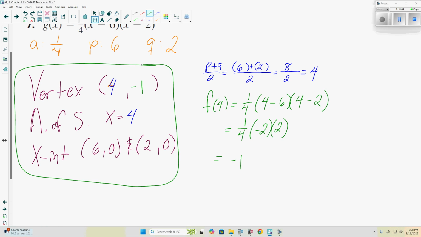So, the worksheet: 1 through 4, find the vertex and axis of symmetry. 5 through 8, use the axis of symmetry to determine which of the 4 graphs is associated with that problem, and you put A, B, C, or D. 9 through 10, find the vertex and axis of symmetry. And 13 through 15, find the vertex, axis of symmetry, and the x-intercepts. You have the rest of the class time to work on that.